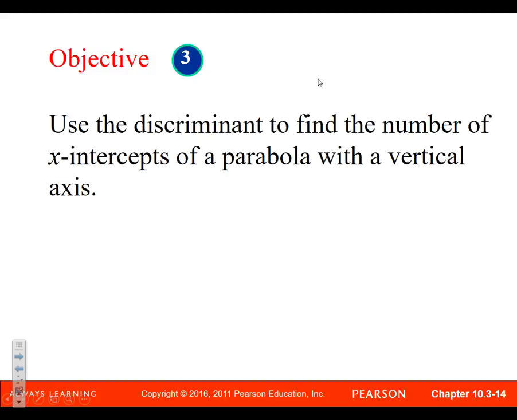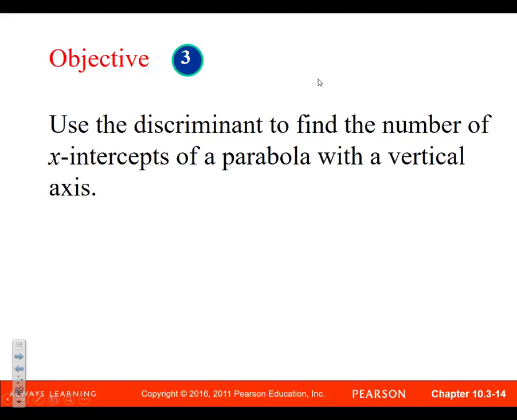I'm going to get back to the recording here. Objective 3: use a discriminant to find the number of x-intercepts of a parabola with a vertical axis. Whoa, wait a minute. You said the discriminant told me how many solutions I was going to have. You're also going to tell me how many x-intercepts I'm going to have? Because those are the solutions. Those are the intercepts.